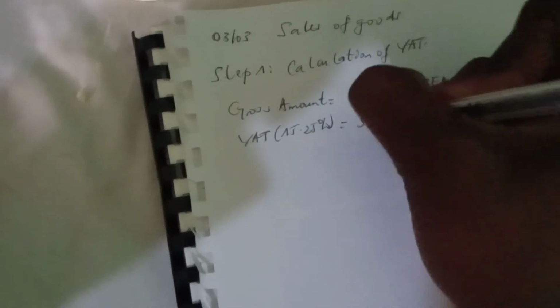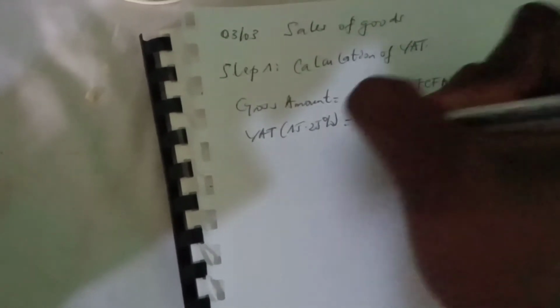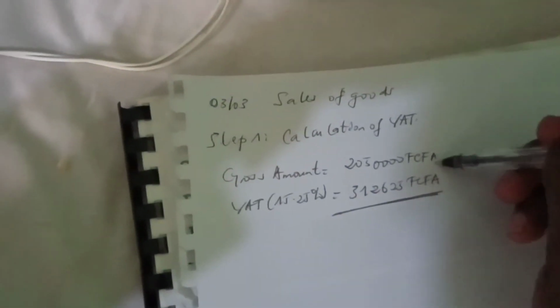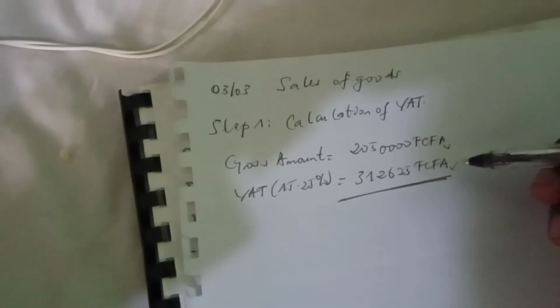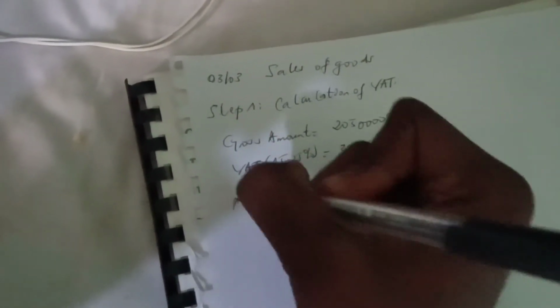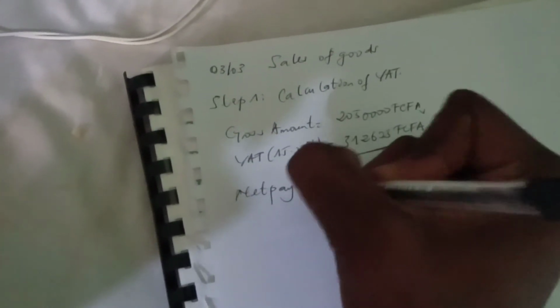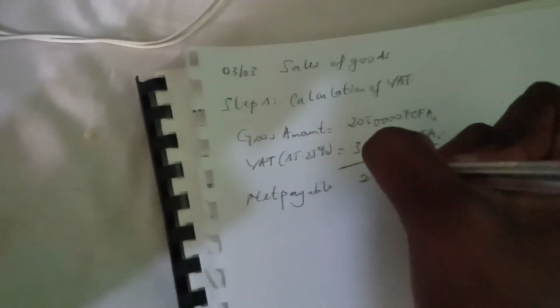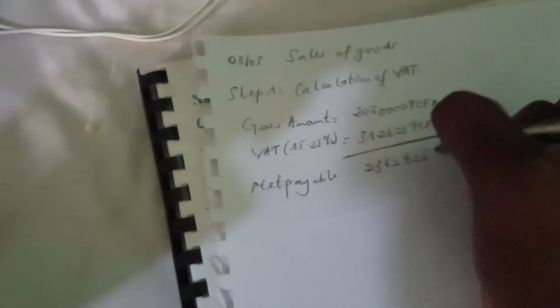Now the VAT rate. They gave a VAT rate of 15.25%, which gives us an amount of 312,625 francs CFA. After it, we have the net payable. The net payable is the addition of the gross amount and the VAT, that will be 2,362,625 francs CFA.